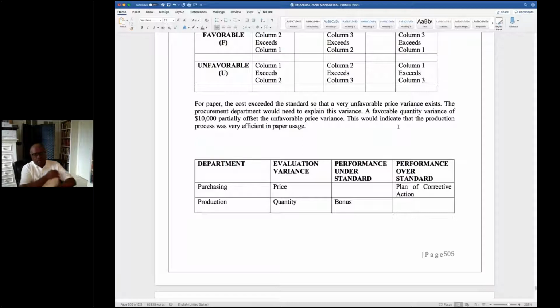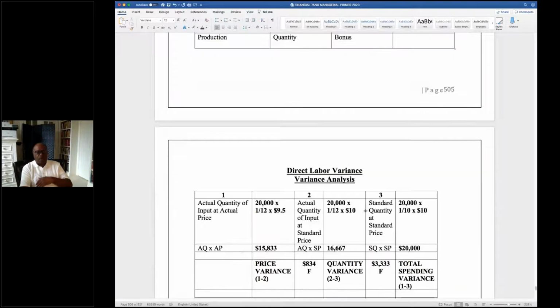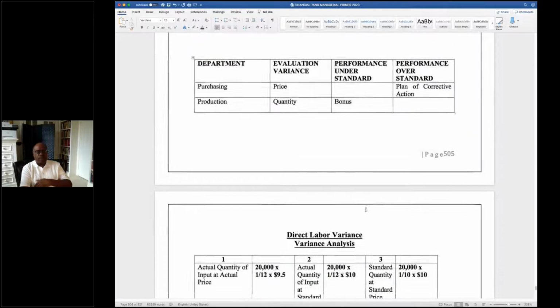So on production, okay, they did what they were supposed to do. They really conserved paper, and so they would get a bonus. So that's what we're trying to determine as we run our company. Who's doing what they're supposed to do? Give them a favorable variance, give them a bonus. Who's not doing what they're supposed to do? We need a plan of corrective action.